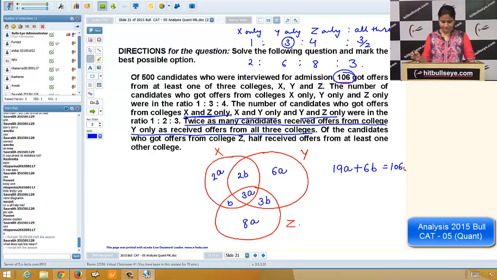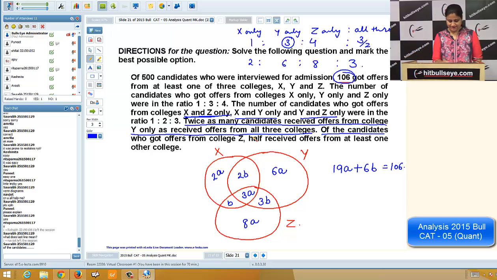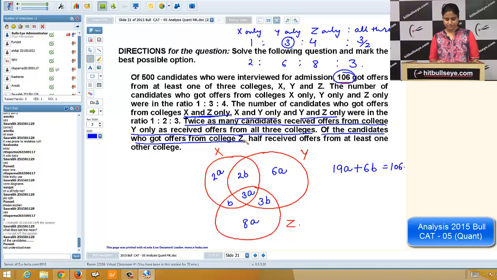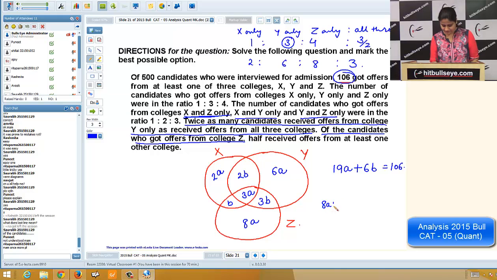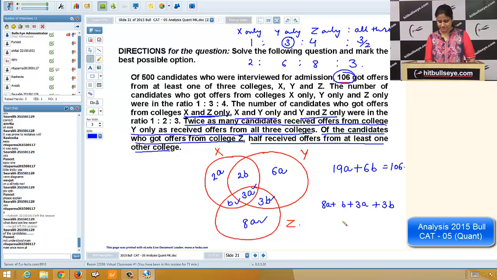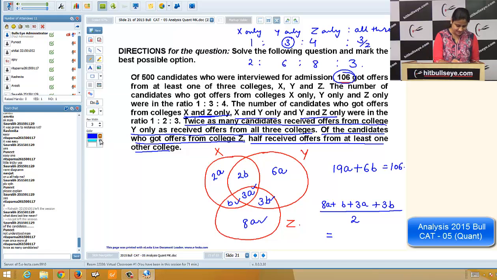Yes, coming to last line. Of the candidates who are getting offers from college Z, they are 8A plus B plus 3A plus 3B. The total I am taking. Half received offer from at least one of the other colleges. Half of that is equal to the number of students who are getting offers from at least one of the other colleges. At least one of the colleges means what? This. So this will be B plus 3A plus 3B. That is the meaning of the last line.